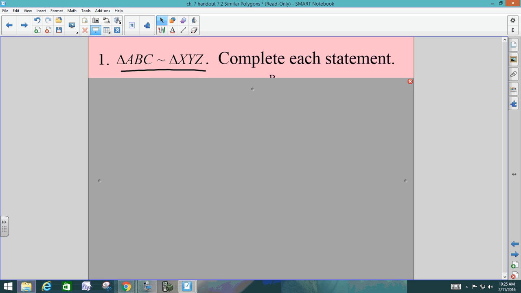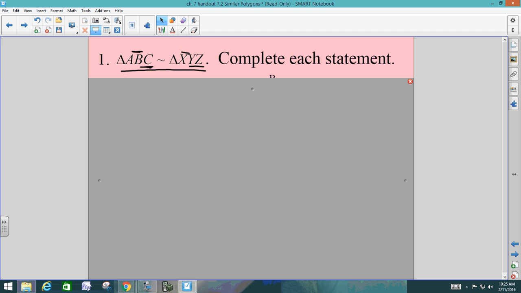angle A is congruent to which angle? X, because they're both in the first spots. Angle B would be congruent to which angle? Y. And C would be congruent to Z. Okay? The side AB corresponds with which side? XY. And the side BC would correspond with YZ. Okay? This thing will always be true if it's given to you.